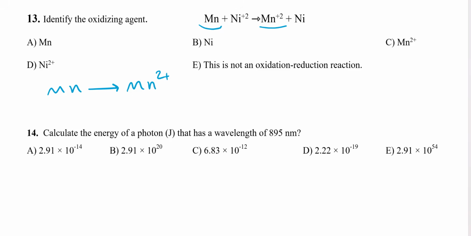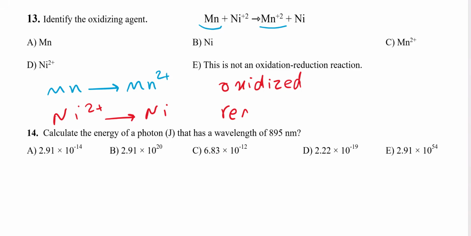So manganese lost electrons. When it's losing electrons, it is oxidized. And nickel cation converts to nickel. So nickel cation in this reaction gains 2 electrons to be neutral, so it is reduced. When an element or compound is reduced, then it is an oxidizing agent.